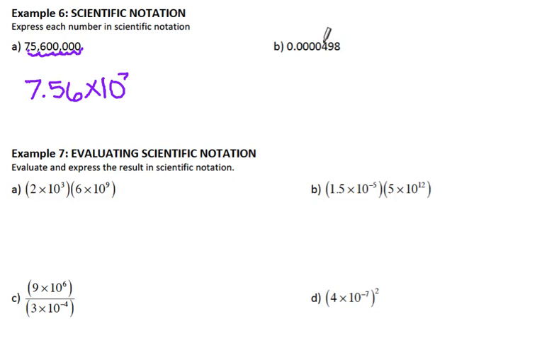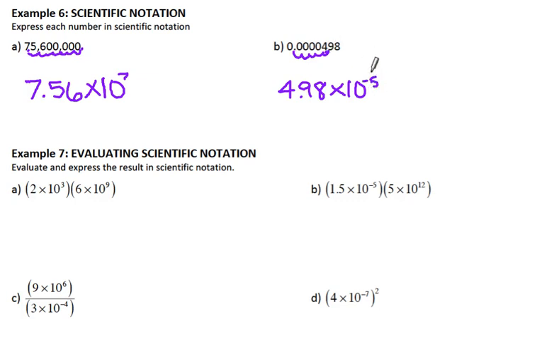For this one, I'm going to create a number between 1 and 10 using the 4, 9, and 8. That's going to be 4.98. And I'm going to multiply it by 10 to some power. So again, I want to move the decimal over until it's between the 4 and the 9. So that's 1, 2, 3, 4, 5. So this is going to be to the negative 5th power.